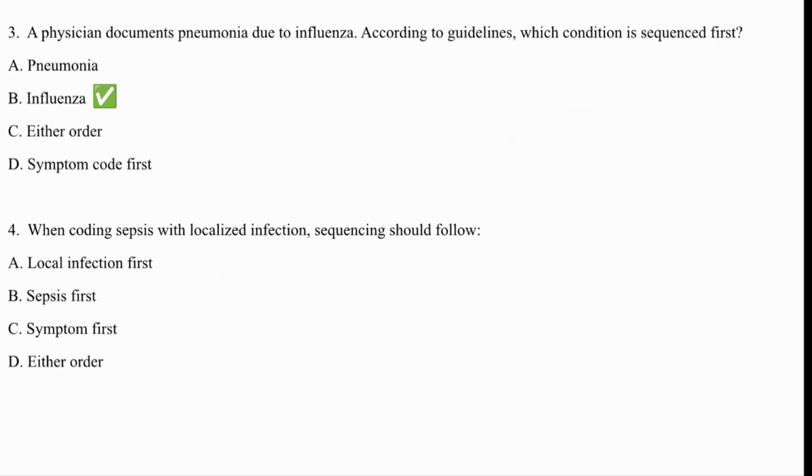When coding sepsis with localized infection, sequencing should follow. Option A, local infection first. Option B, sepsis first. Option C, symptom first. And option D, either order.